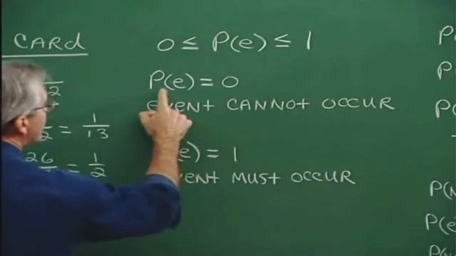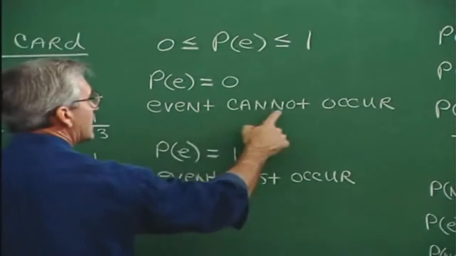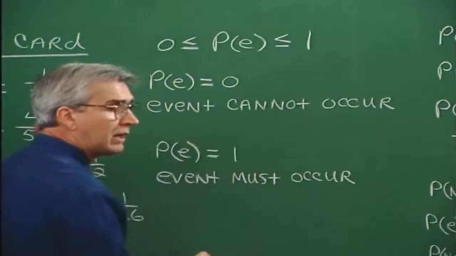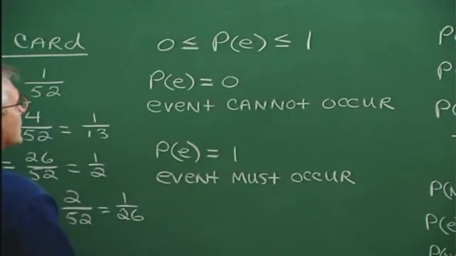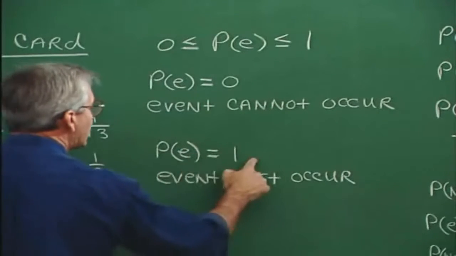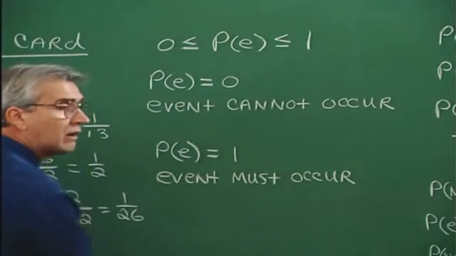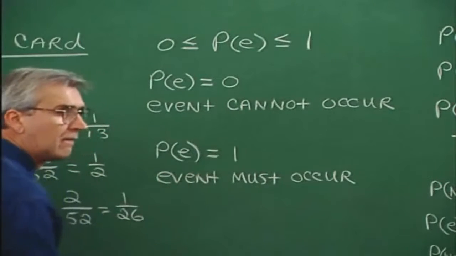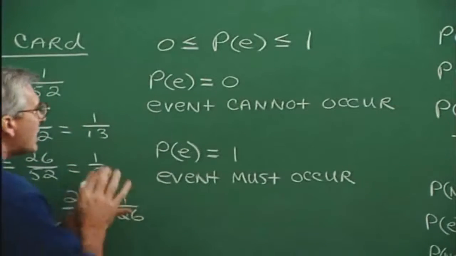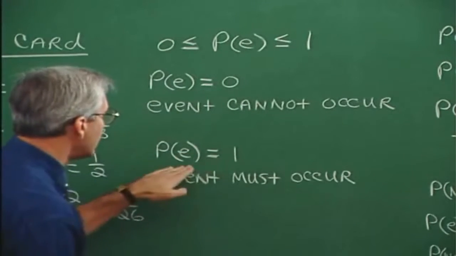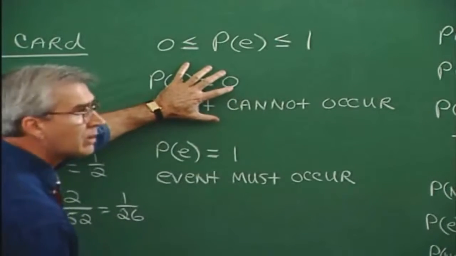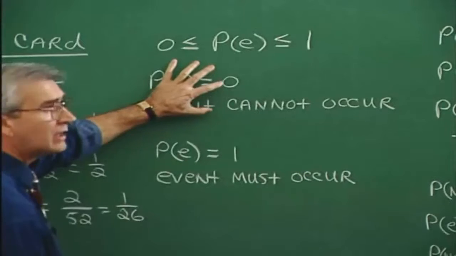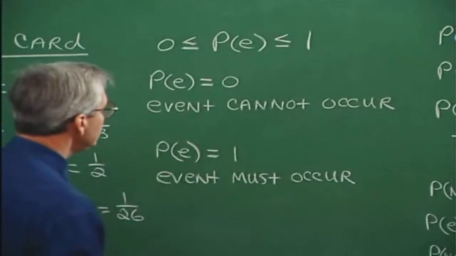If the probability of an event is 0, it means the event cannot occur, like the probability of rolling a 9 with a fair die. If the probability is 1, it means the event must occur. Now, as we approach 1 with a probability number, it becomes more and more likely. As we approach 0 with a probability number, it is less and less likely to occur.